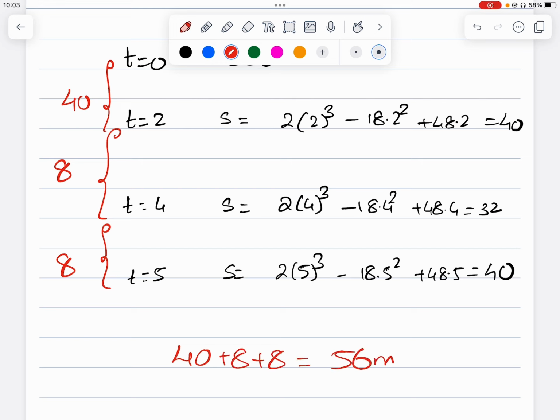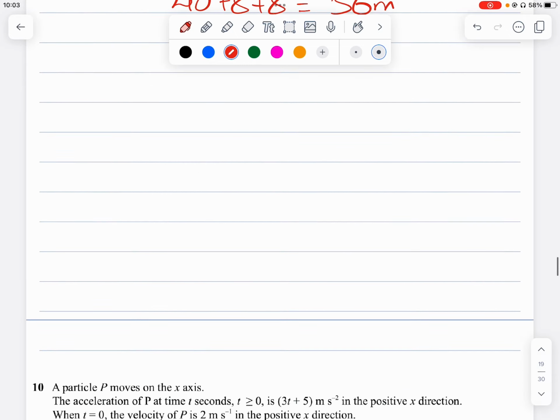This should be the way of doing it. Because from 0 to 2, it has gone in one direction, stopped and changed the direction, 8. Then again at 4 seconds it stops and again changes the direction for one more second. So another 8 meters. So total is 40 plus 8, which is 56 meters.